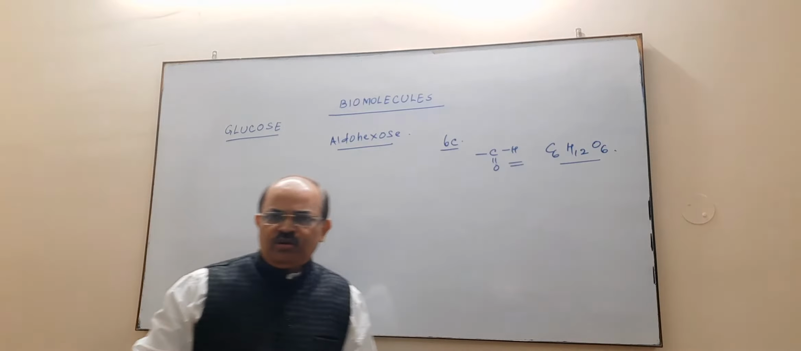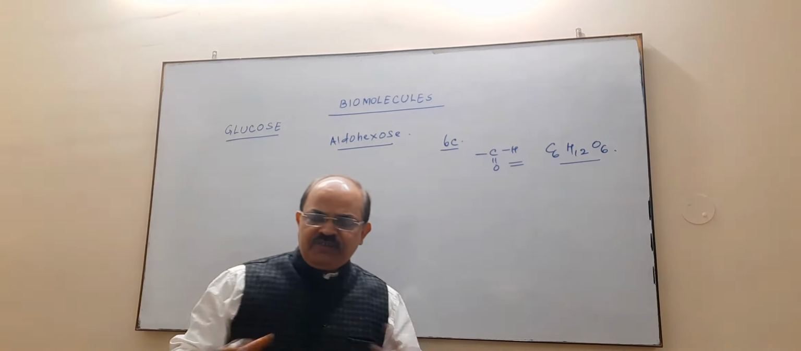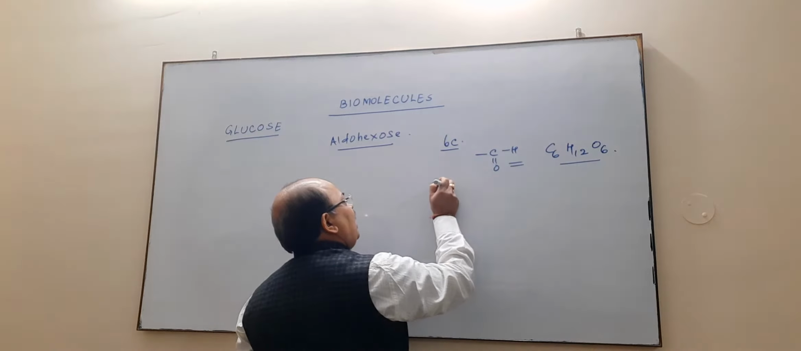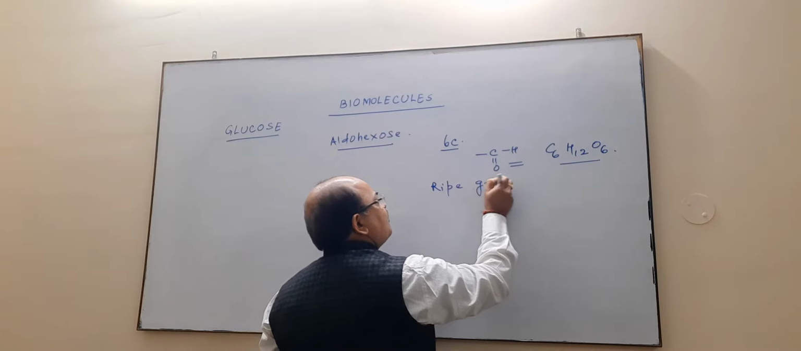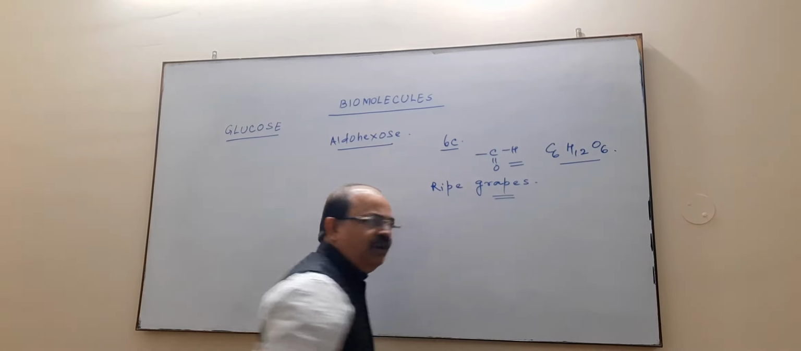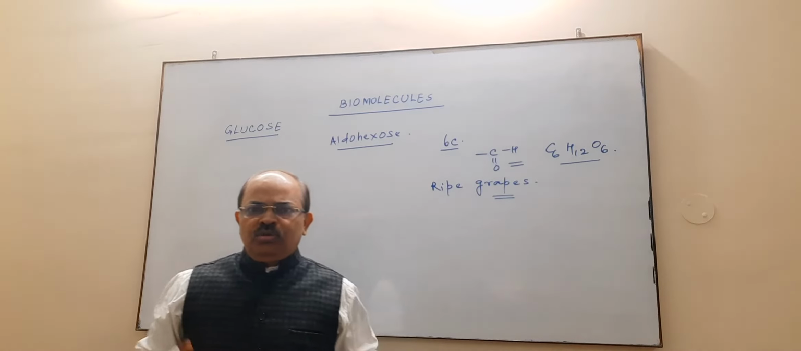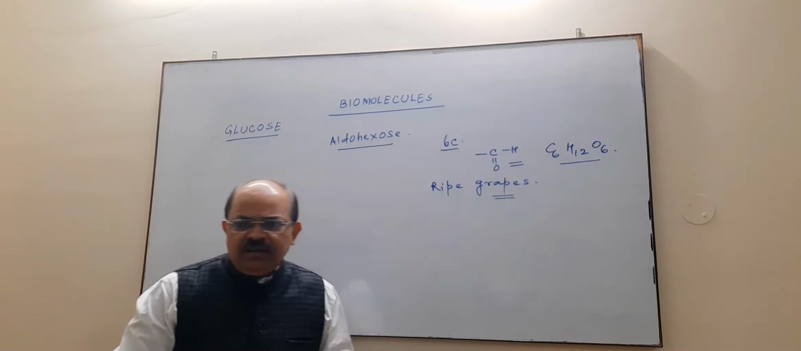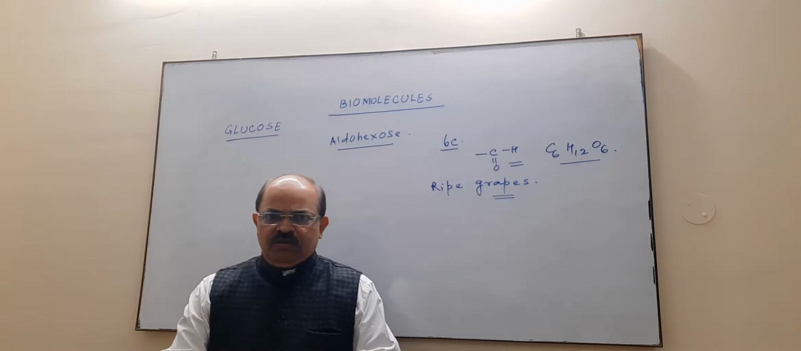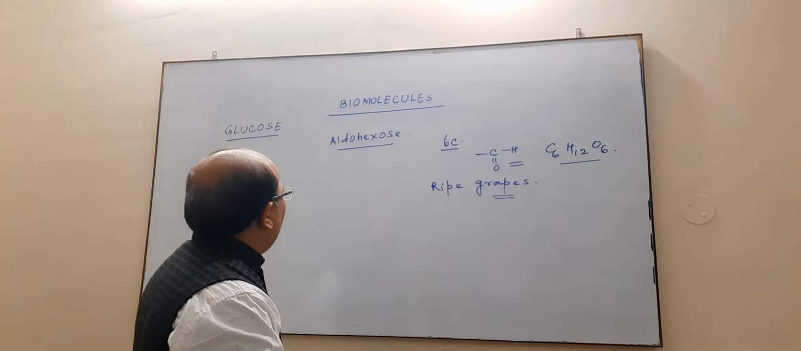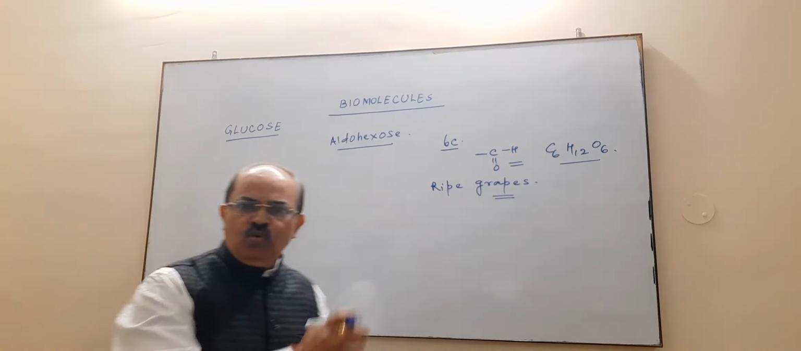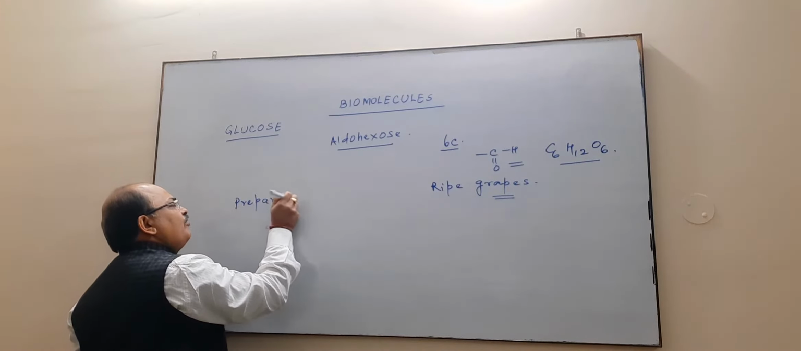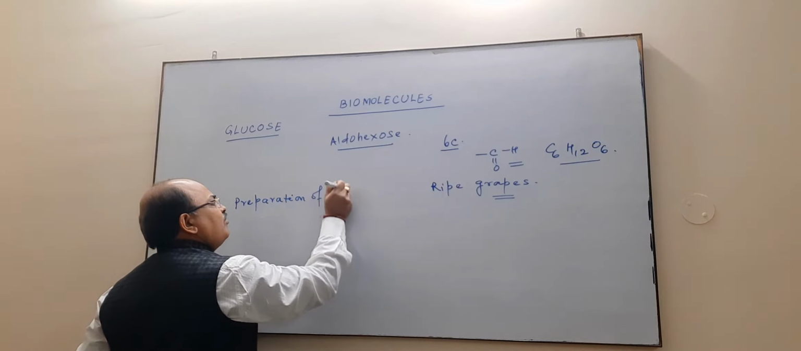It is present in sweet fruits, it is present in honey, and you know about ripe grape. Ripe grape means जिसको आप हिंदी में कहते हैं पका हुआ अंगूर. तो ये पके हुए अंगूर में जो ग्लूकोज का कंटेंट है ना, it is maximum. Now the first is how we can prepare glucose. So the first topic is preparation of glucose.